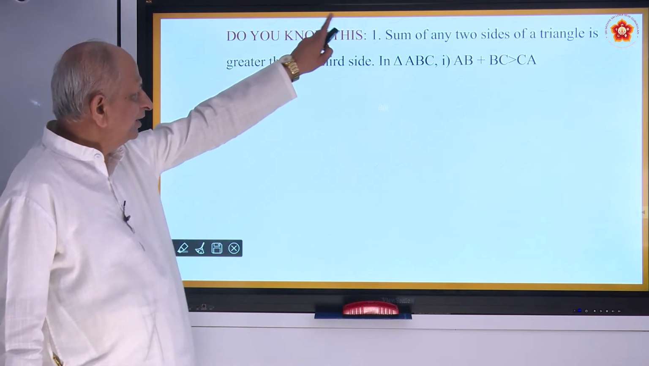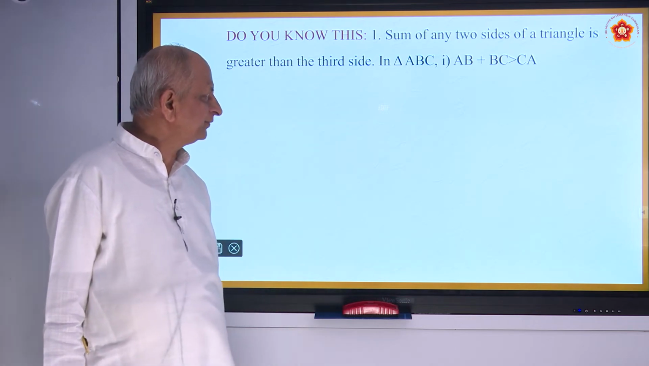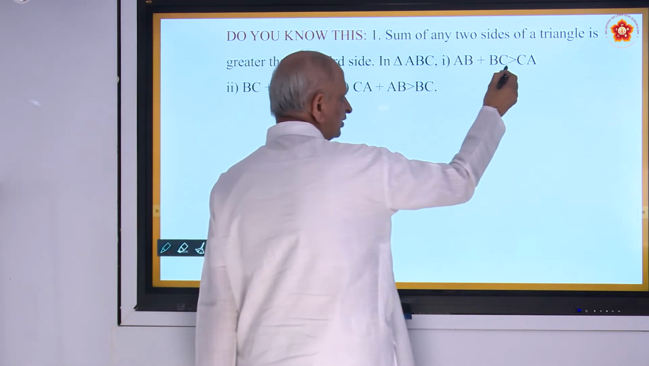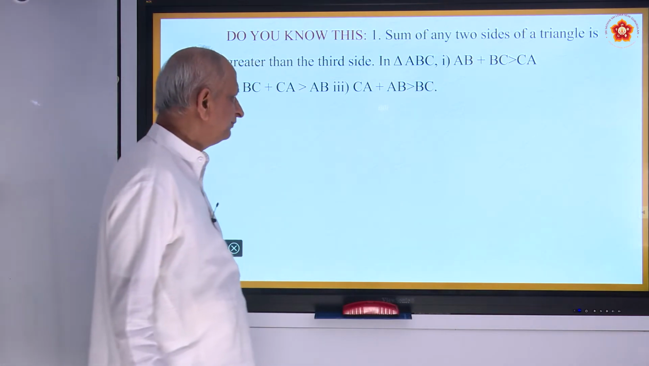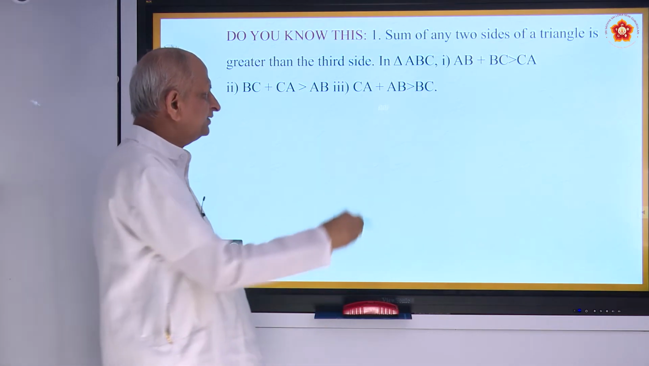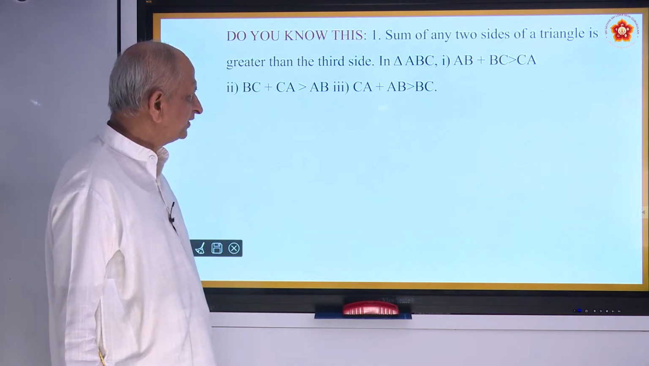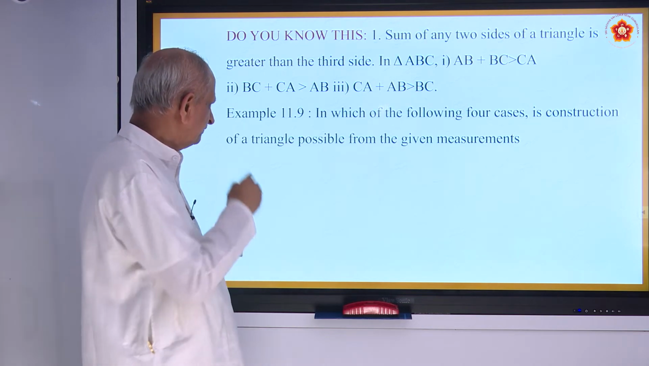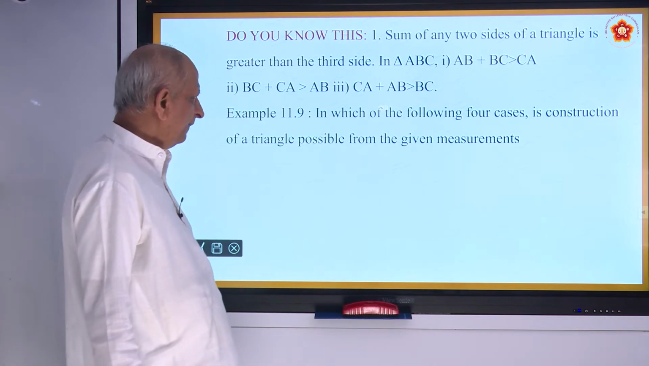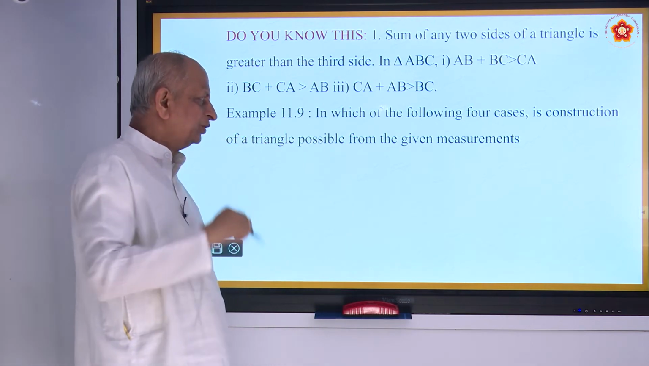First result is the sum of any two sides of a triangle is greater than the third side. So if you take any two sides of a triangle, say AB plus BC is more than CA. Similarly, the other two sides, BC plus CA more than AB. Last set, CA plus AB more than BC. So that is the first result. Second result is, so now there is a small application of that. Using this result, let us work out some problems.